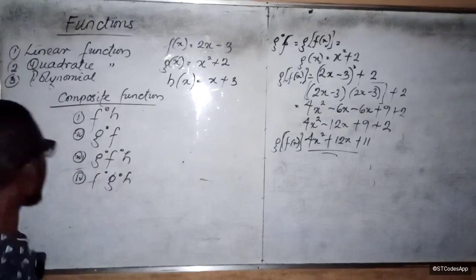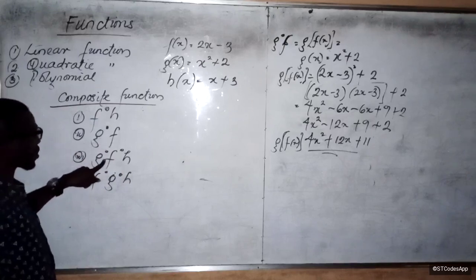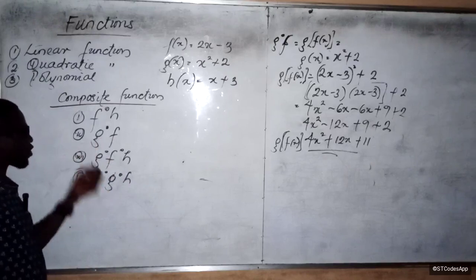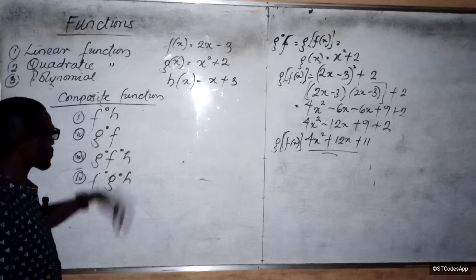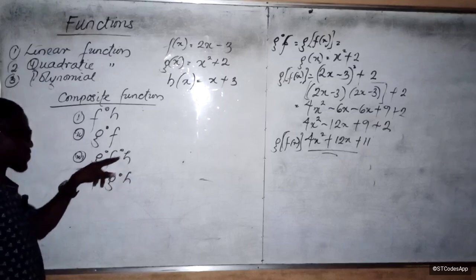So now, this is a composite of one function. Now this is a composite of two functions like that. This is a composite of two functions. Now, this is a composite of three functions. I have three functions in here: g of x, f of x, and h of x.